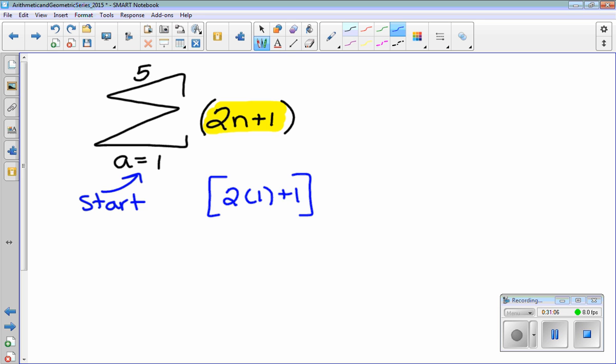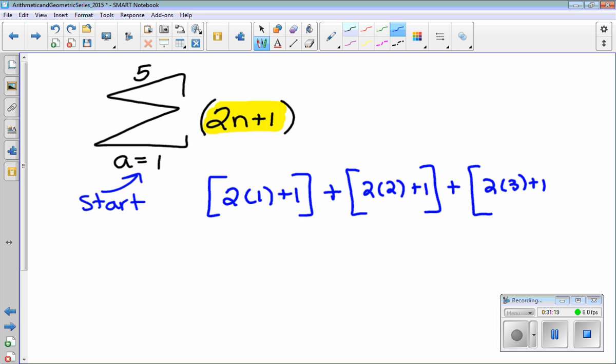And then I'm going to add to it, and I'm going to plug a 2 in for n. And I'm going to add to it, and I'm going to plug a 3 in for n. And I'm going to add to it, and I'm going to plug a 4 in for n. Yeah, I'm running out of room too. And I'm going to stop at 5.